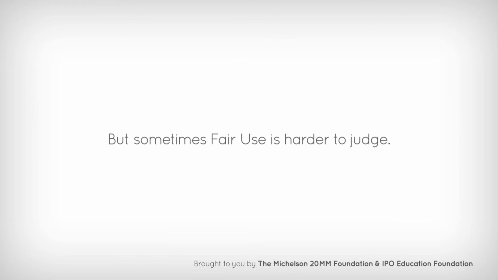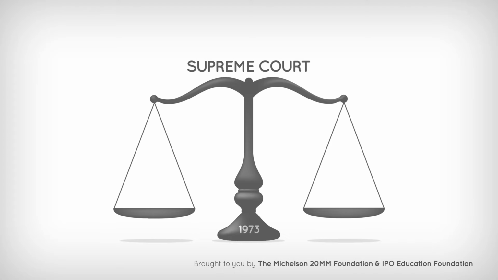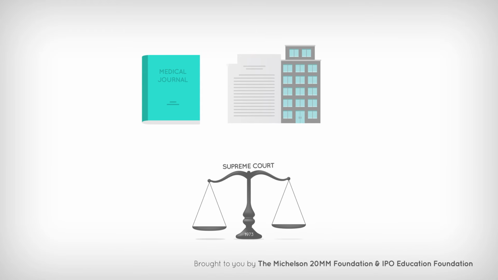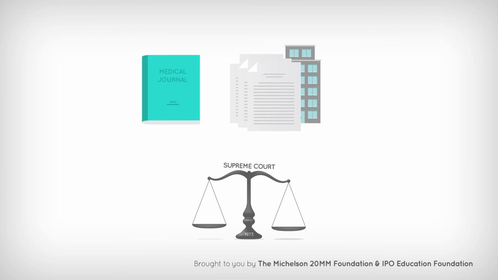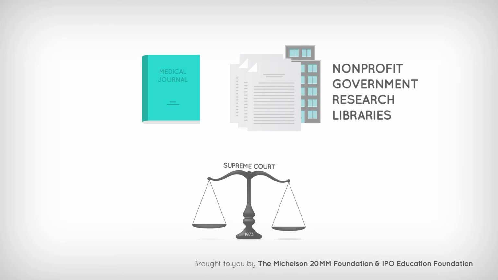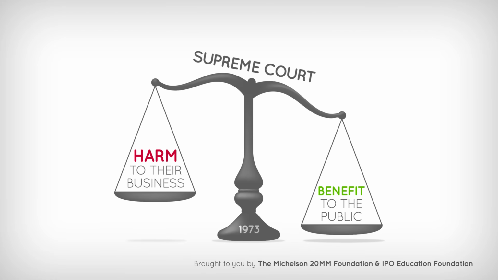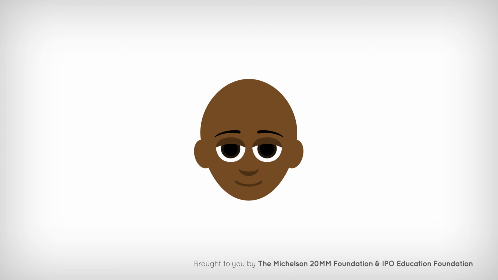But sometimes fair use is harder to judge. In a major 1973 Supreme Court case, the justices decided that even though copying and distributing medical journal articles for free to nonprofit government research libraries reduced sales to the journal's publishers, the benefit to the public outweighed the harm to their business. And then there are times when determining fair use is a real head-scratcher.